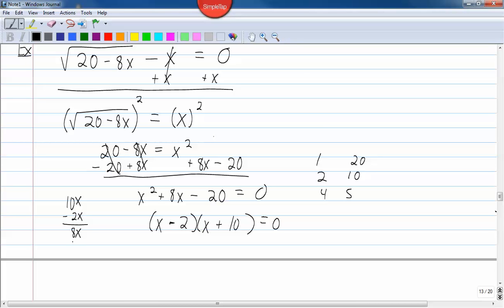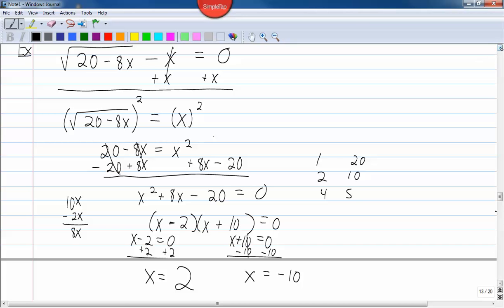If you wonder why a lot of times when I factor I just get it right away, it's because I've practiced and I've practiced and I've practiced. It takes a lot of practicing to get good at factoring. So now that I have this factored, I can set each factor equal to 0 and solve. So I'll get x equals 2, and I get x equals negative 10. So those are my two answers. Now those are my two answers, I think.